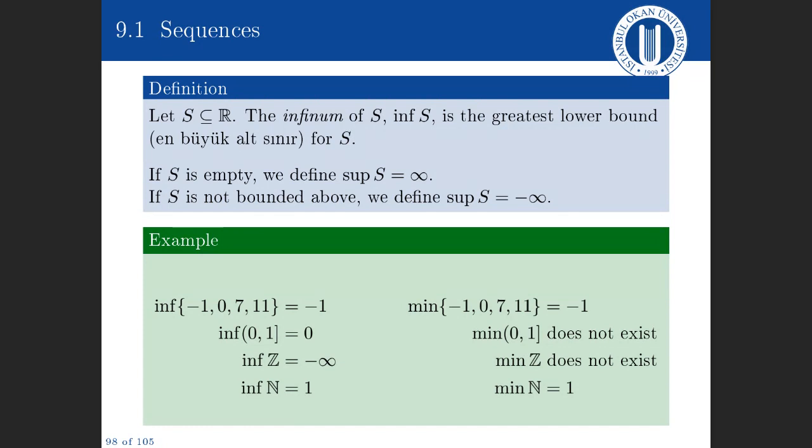Sorry, where was I? The minimum of the first set is -1. The minimum of the half open interval and Z do not exist. The minimum of the natural numbers is equal to 1, because the smallest natural number is 1.